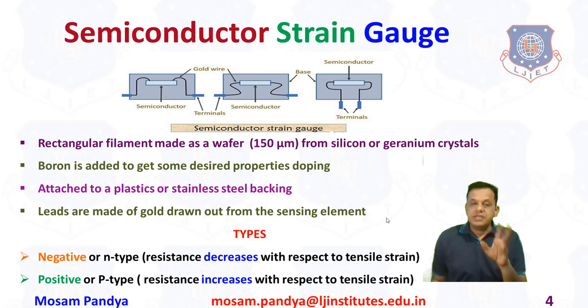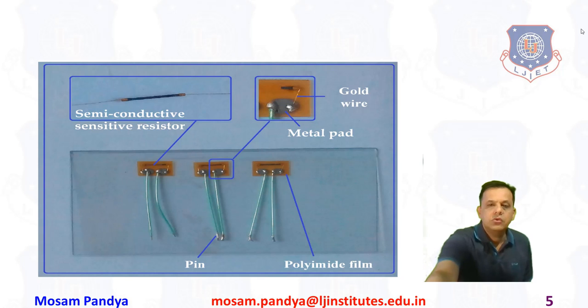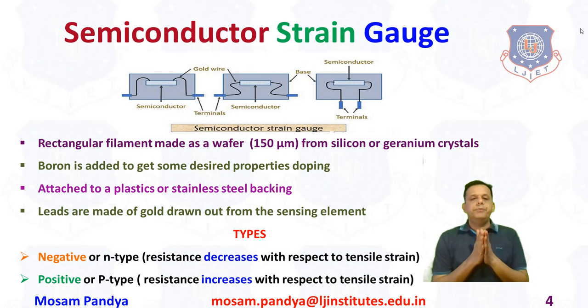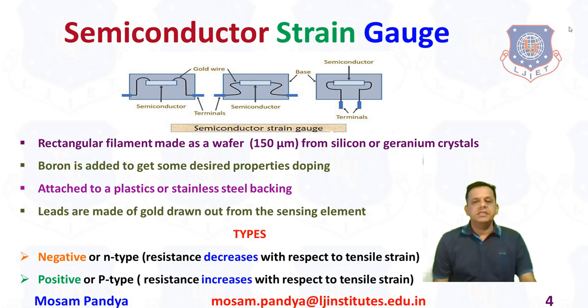A resistance strain gauge of the negative type will decrease its resistance when tensile strain is applied. Here we talk with respect to the tensile strain reference. Let me go back a little bit. And for the positive type of strain gauge, when tensile strain is applied the resistance will increase, and that basically depends upon the type of semiconductor that we are choosing.